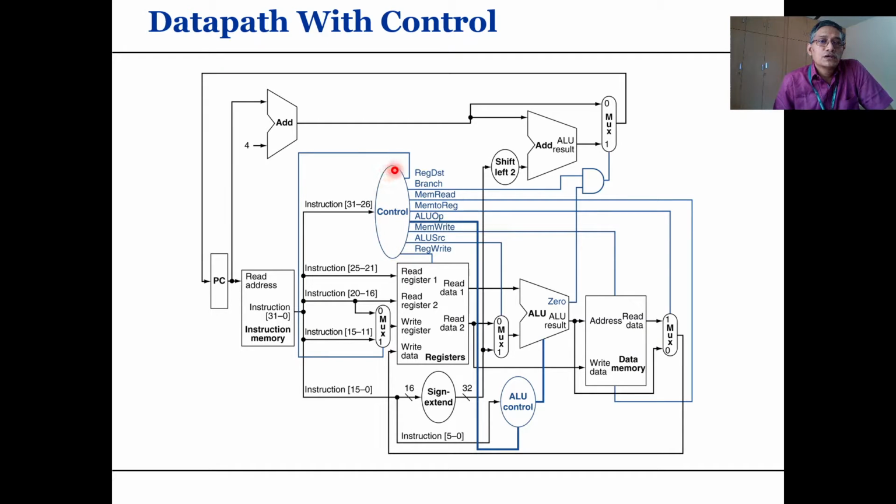What is the input to the control unit? The opcode. The instruction bits 26 to 31 are called the opcode, and that is given as the input to the control. From this, the control decides several signals that are initiated. What is that? Register destination. Register destination means that one of the registers is going to be written with the result. For example, take the addition instruction, add $s1 $s2 $s3.